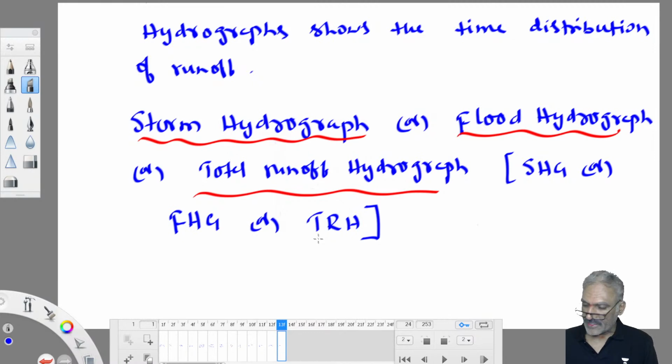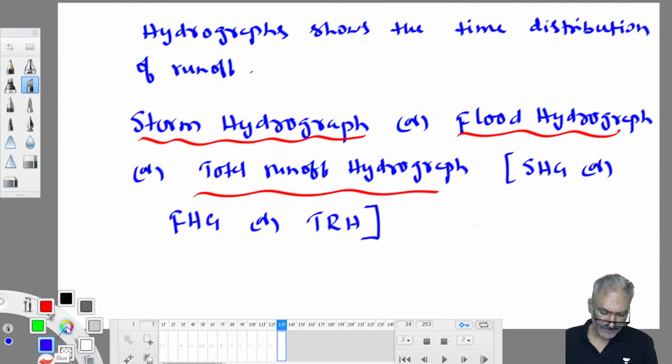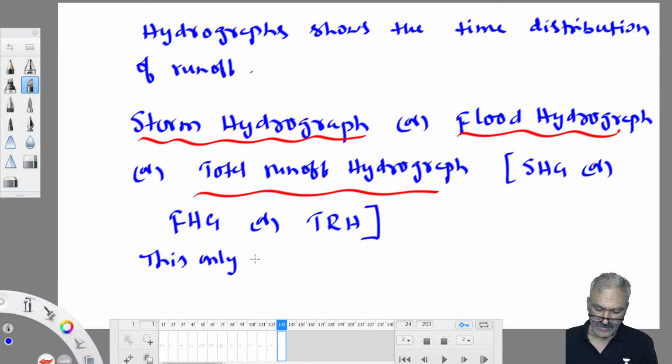So it contains both direct runoff as well as base flow. People also call it total runoff hydrograph. Okay, whatever name you use, no problem. This is the only real-time hydrograph. This is the only hydrograph which is plotted by physically measuring stream discharge. So this is the real-time hydrograph.